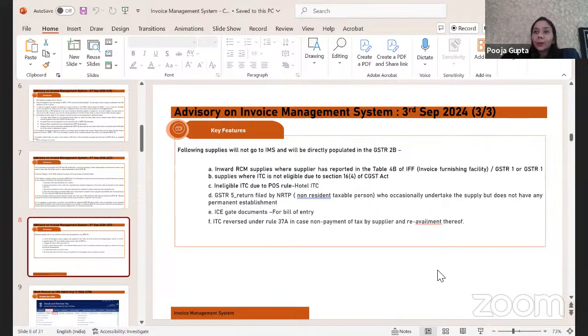So that kind of invoices are not going to appear in the IMS dashboard. That input we need to take manually in the GSTR 3B. That is obvious. If all the invoices are moving out of the IMS dashboard, then there is no question that they will come after the time limit specified under section 16(4). Hence, we have to take the input tax credit of that manually in the GSTR 3B. They are not going to become part of the IMS dashboard.